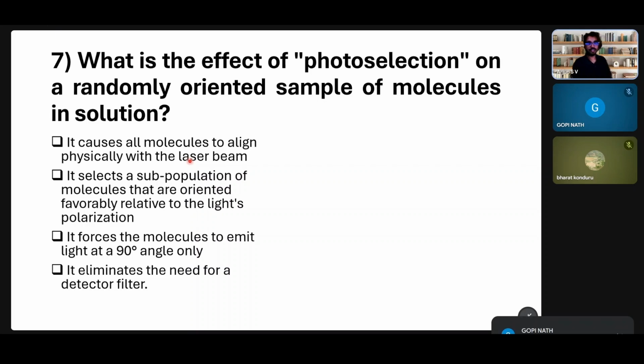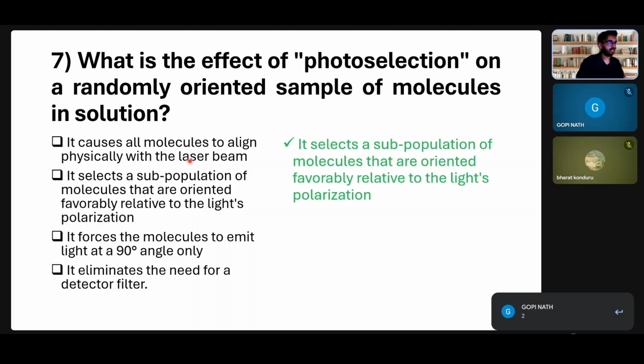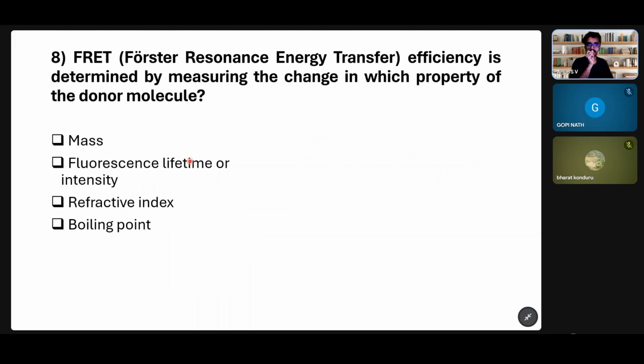I think the question answers are pretty direct. Yes, two is correct. So photo selection basically selects a subpopulation of molecules which is favorable to the light's polarization angle.